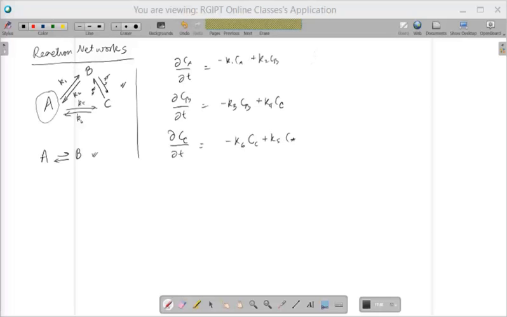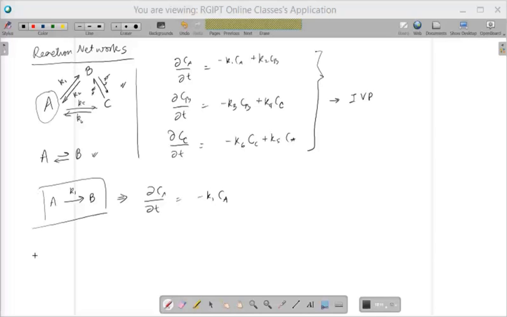So this would again be an initial value problem. This is a kind of generalization of a simple reaction, where dCA/dt equals minus K1 CA. If I had just a simple reaction A giving you B with some known rate constant, then dCA/dt is minus K1 CA.